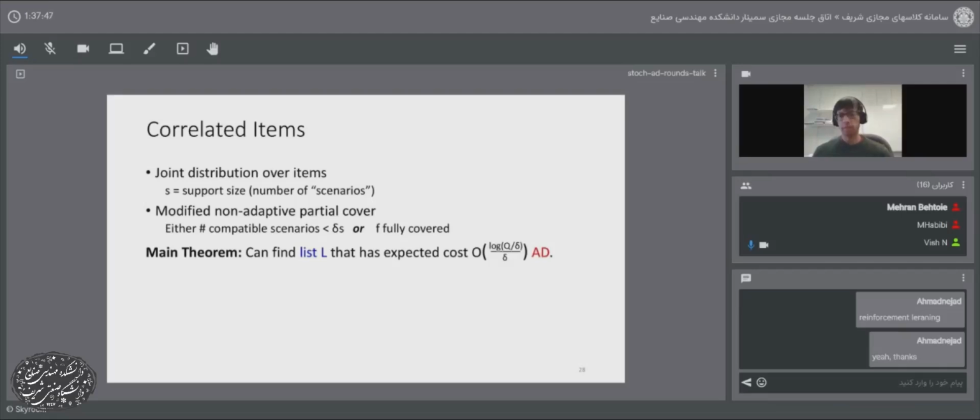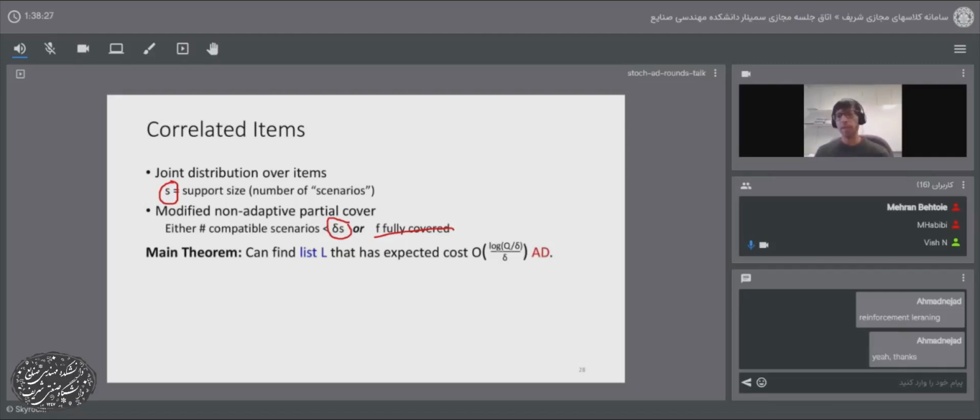So here, what we use is we either want to show that the number of compatible scenarios drops significantly. So in other words, originally you have all the S compatible scenarios. So everything in your support was a possibility. But after you perform one round, we want to say that the number of compatible scenarios drops to only a delta fraction. So only delta times S scenarios will be compatible. So either that happens or you end up fully covering the function. So one of these two must happen in every non-adaptive round.